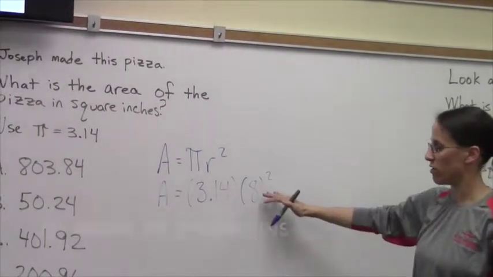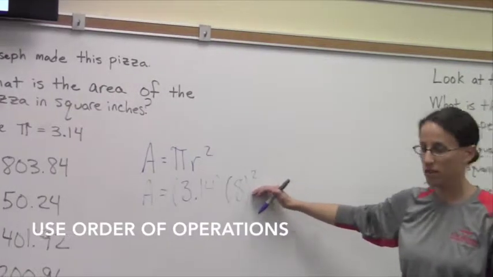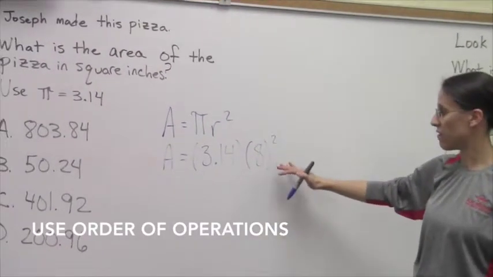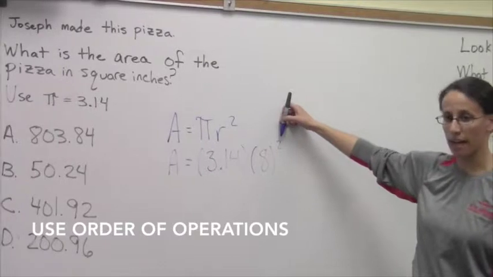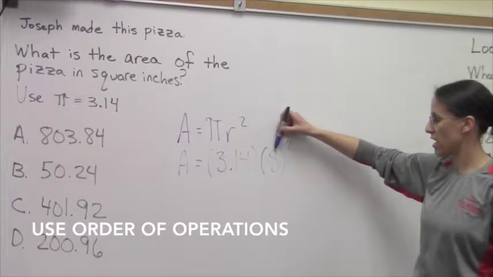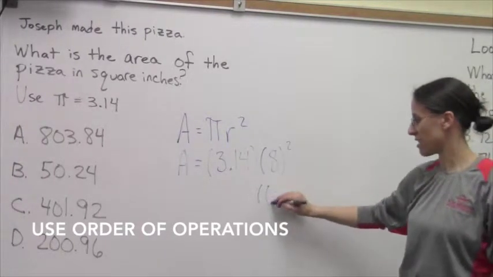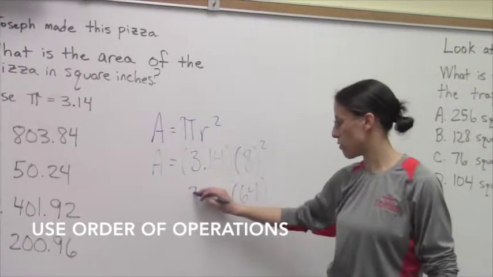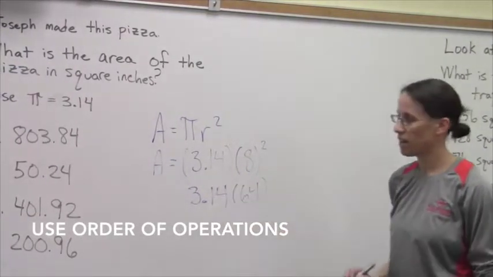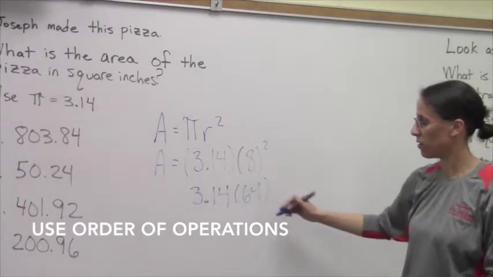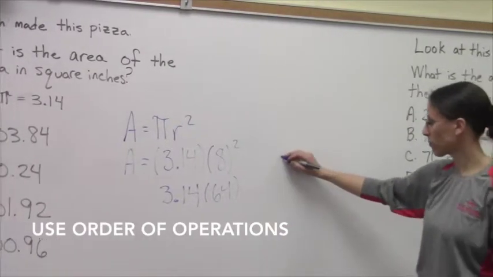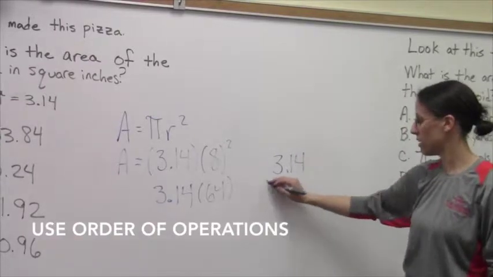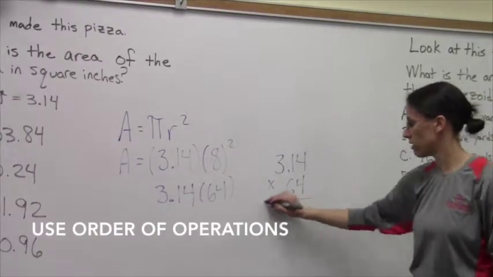Okay? And now I use the order of operations to solve the rest of the information that I have here, and I do the exponent before I multiply. So I do the 8 squared, which gives me 64. So I bring down 64, then I'm going to bring down the 3.14 for pi, and I'm going to multiply these two numbers out. So I'm going to go over here, and I'll do 3.14 times 64.